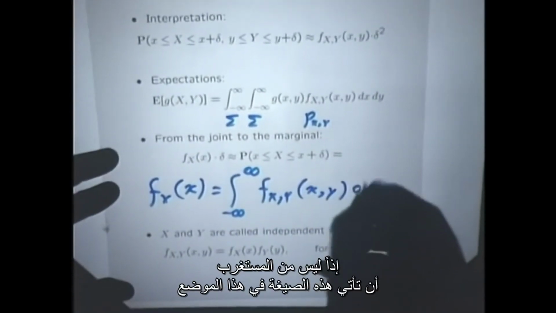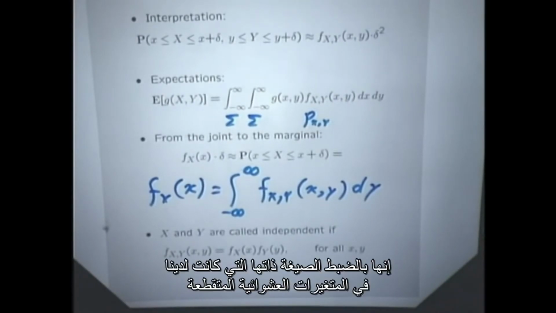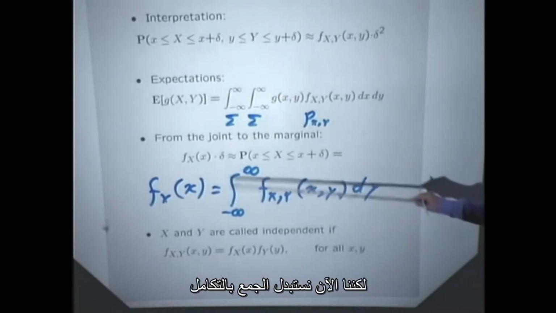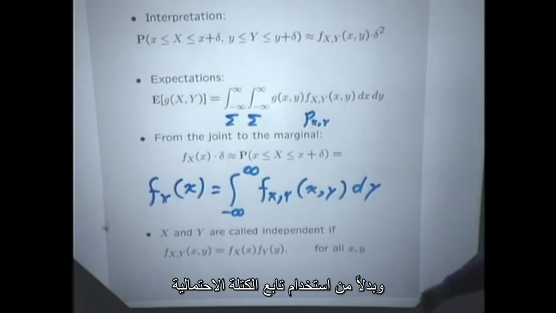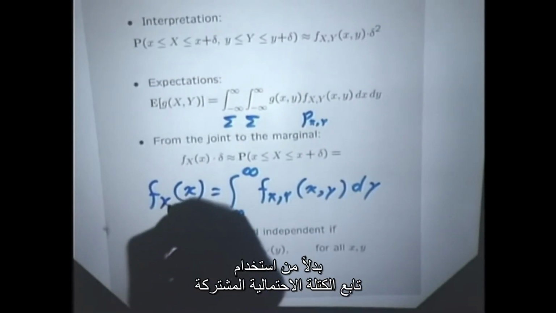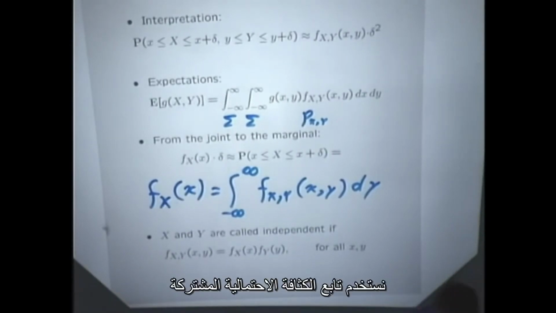So this formula should come as no surprise at this point. It's exactly the same as the formula that we had for discrete random variables, but now we are replacing the sum with an integral, and instead of using the joint PMF, we're using the joint PDF.